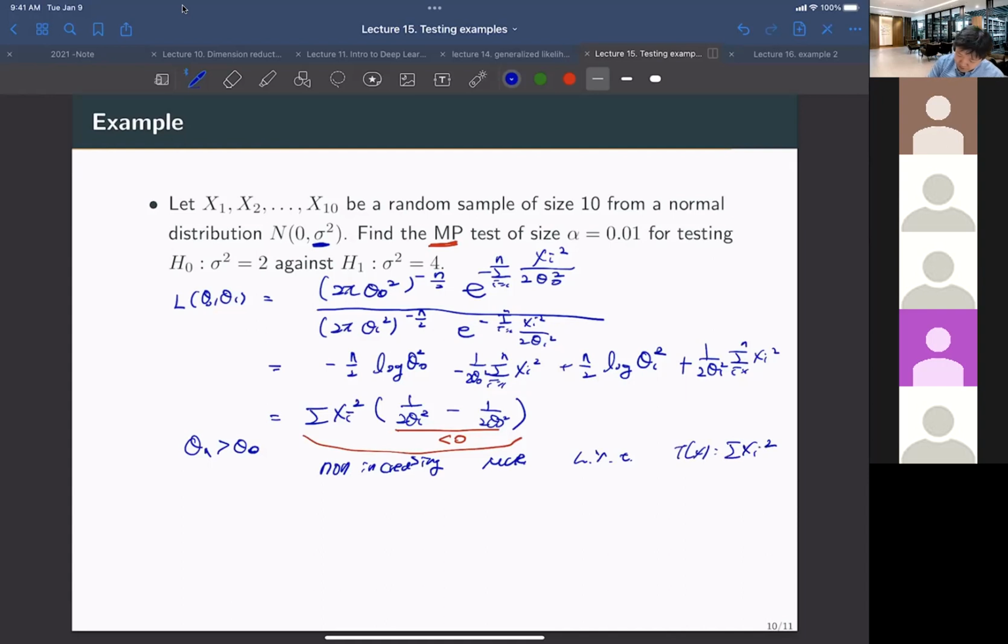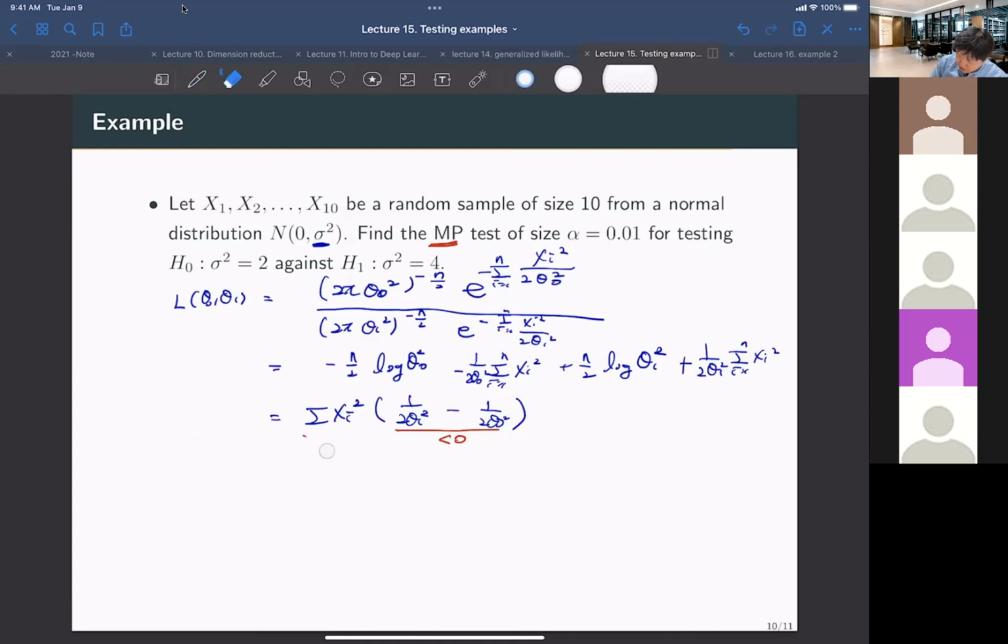So for the most powerful test, it's about the UMP one, and we didn't need to do that. Sorry about this. So when you talk about the MP, we don't need to talk about the MLR. We just say we are going to reject the null hypothesis.